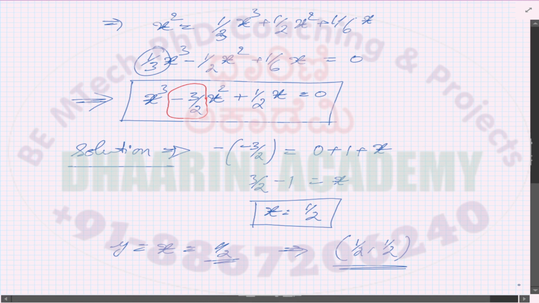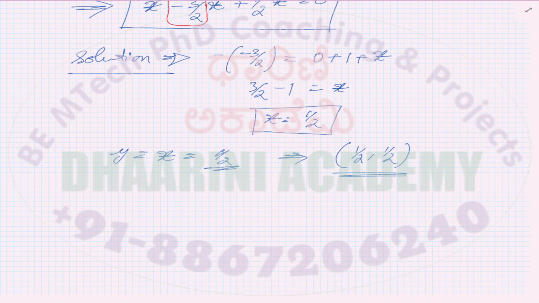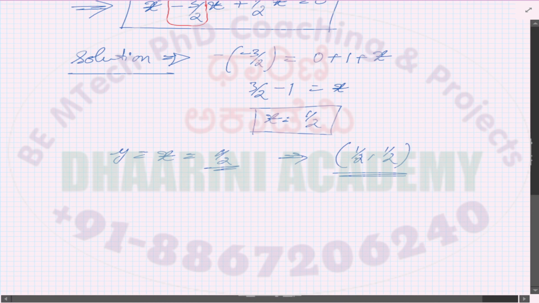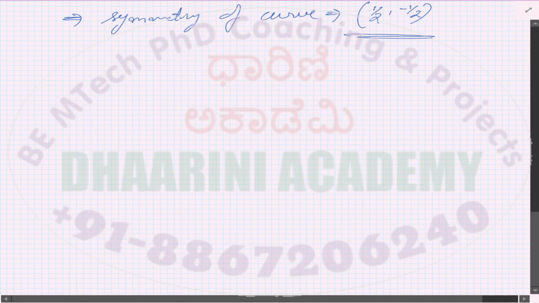So we have 3 points now, correct? The first point is 0 0, next point is 1 1, and the third point I found is 1 by 2 comma 1 by 2. Okay, and yeah, what you told is actually right. And the other point, because of symmetry, symmetry of the curve indicates that the next point will be 1 by 2 comma minus 1 by 2. Right, I got a new point. So this same concept can be extended further.